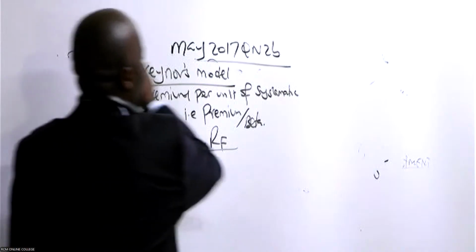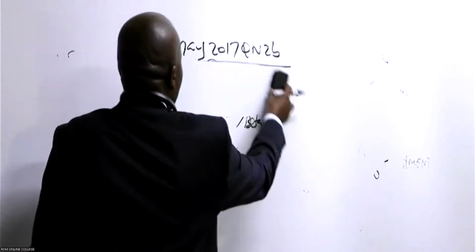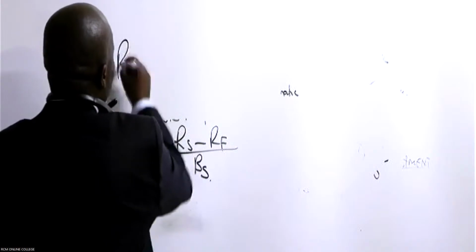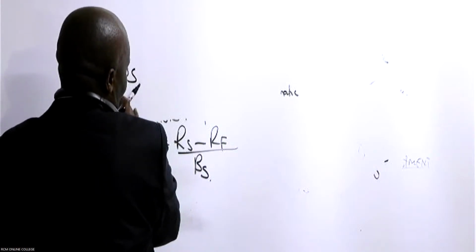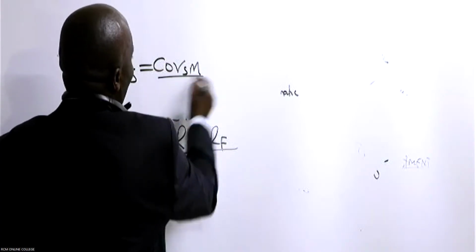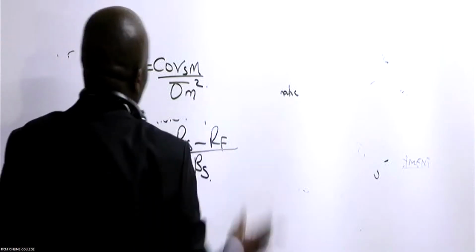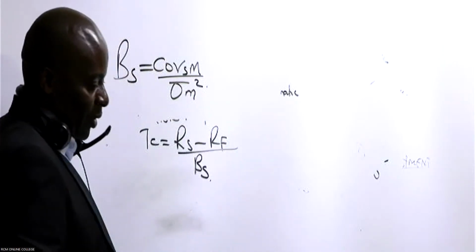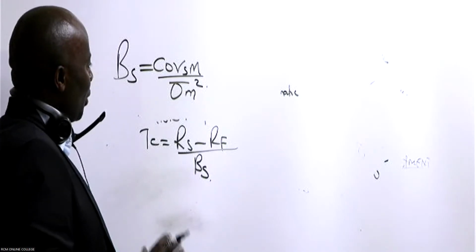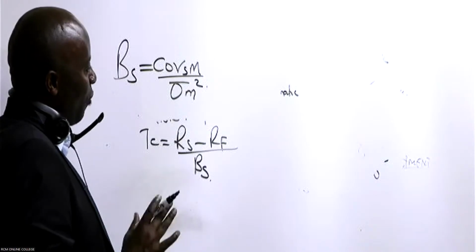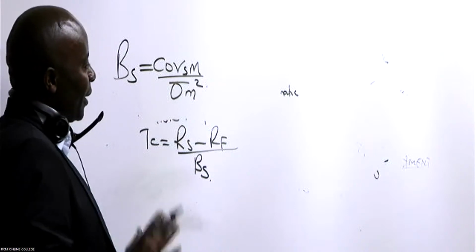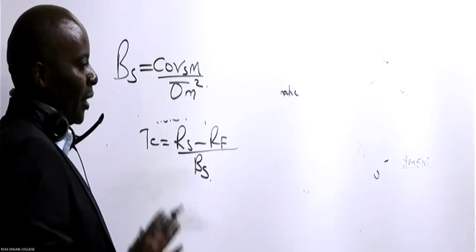It's very, very easy. Anytime they want us to give them beta, we must always remember that beta of a security is the covariance between the security and the market, all over the standard deviation of the market squared. This is so important for you. If they want us to give them beta of a security, we shall always take covariance of S and M divided by the standard deviation of the market squared.